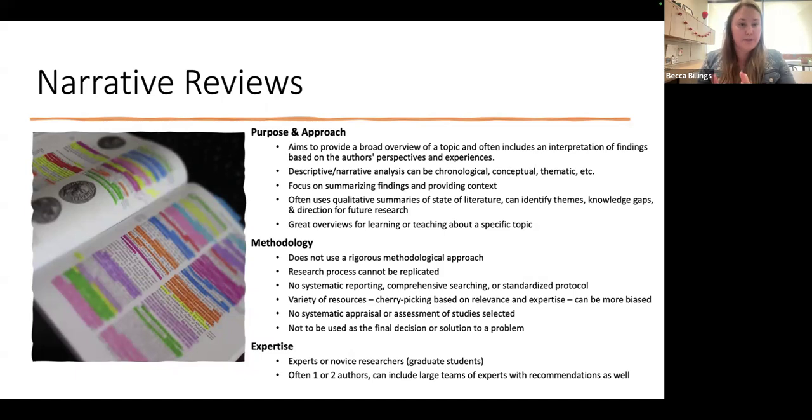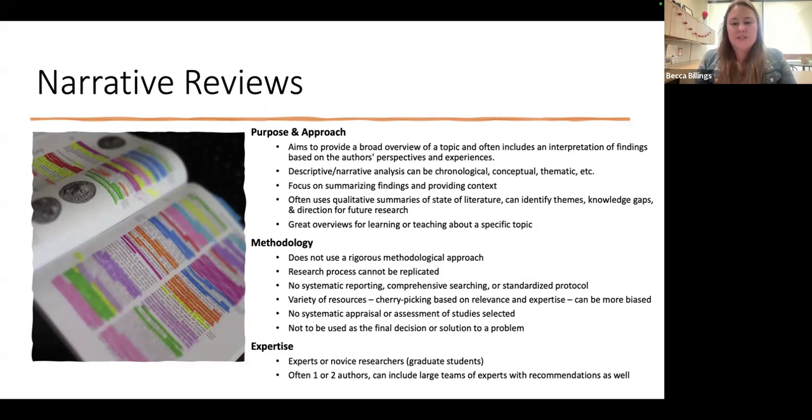Now, as far as the methodology goes, narrative reviews are not rigorous at all in their approach. So there's a lot of flexibility on how you can write these. Oftentimes you'll see these will also provide recommendations, but again, they cannot be used for a final decision or solution to a problem because they don't have enough rigor and reproducibility in the methodology. And oftentimes these can be a little biased, which is fine for these types of reviews because they're not there to give a final answer to something.